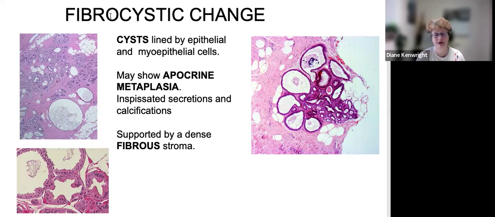Fibro is the other part of the name. Of course, there is increased fibrosis, which we can see around these dilated cysts. The third change we can get is apocrine metaplasia. So this is apocrine metaplasia here. Remember, the breasts are embryologically modified apocrine secretory ducts. And so what can happen is the normal breast acinar epithelium and ductal epithelium can change to the kind of epithelium that lines apocrine sweat ducts. And this happens in fibrocystic change.